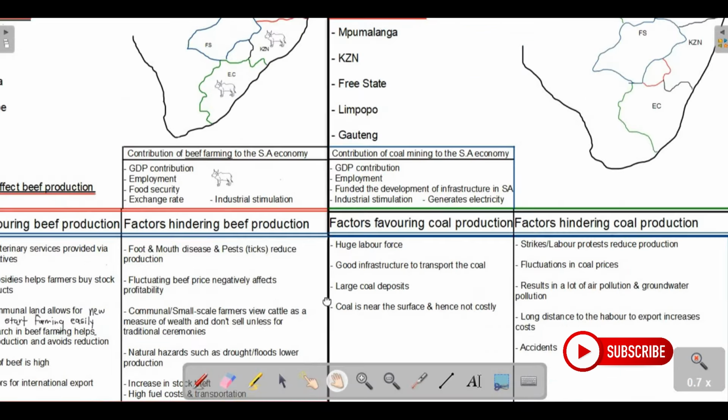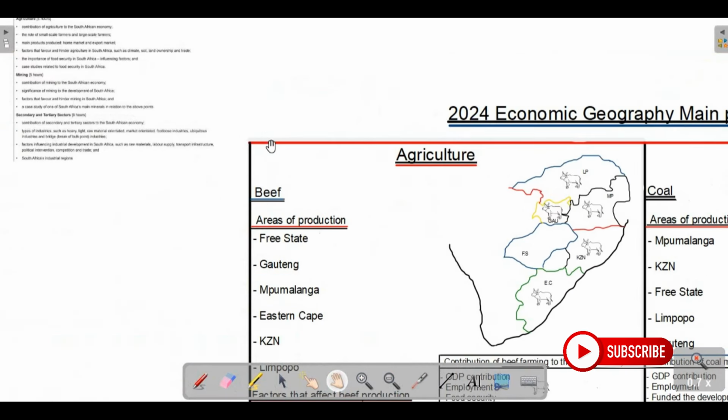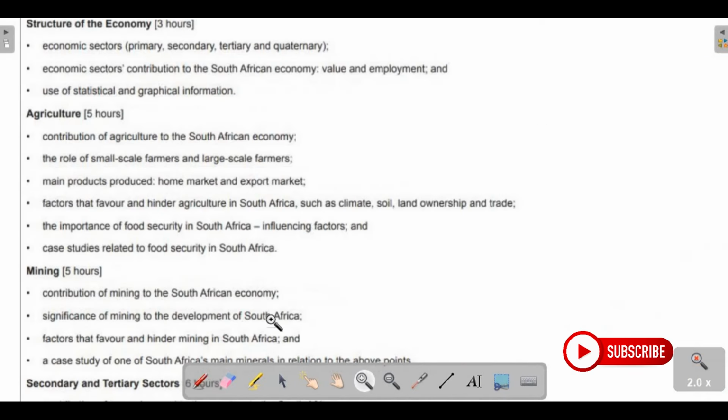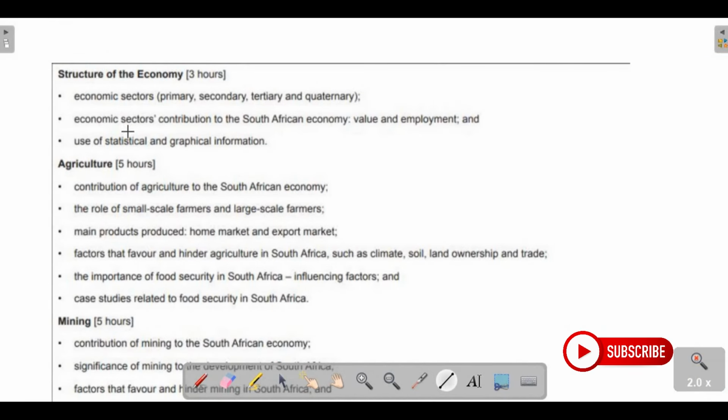under mining. Before we get into that, let's first take a look at our CAPS document. Under economic geography, we did look at the structure of the economy. We covered the economic sectors, primary, secondary, tertiary, and quaternary, as well as the economic sectors' contribution to the South African economy. So essentially we did cover the structure of the economy, and you can check that out in the economic geography playlist.